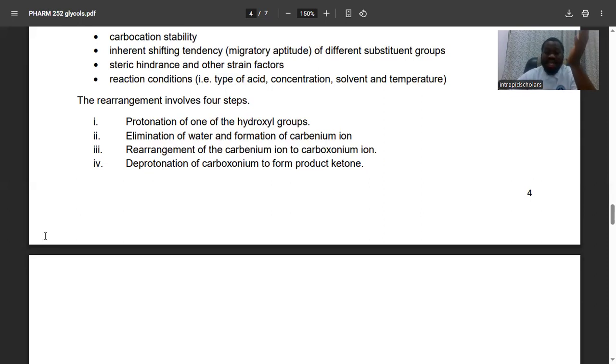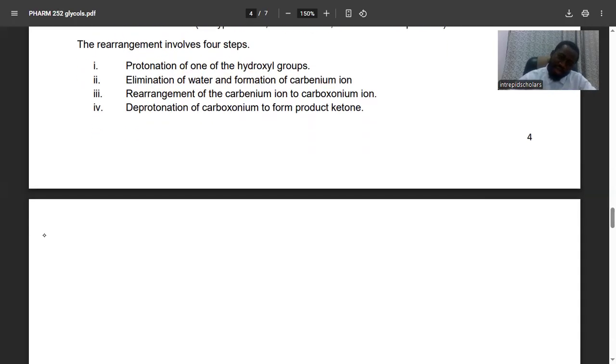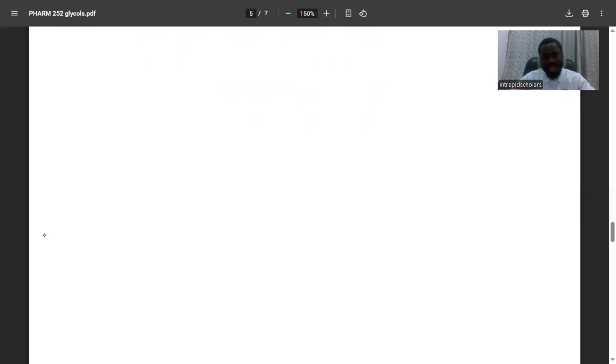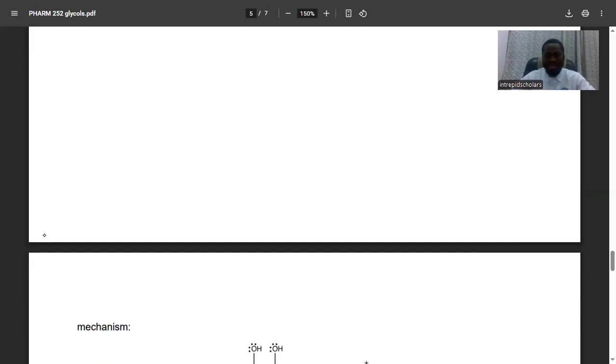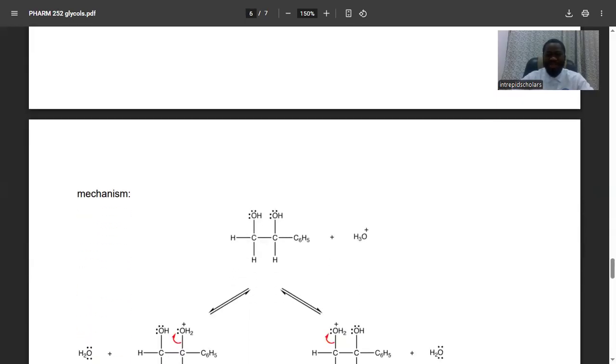The simple reason is that the carbooxonium ions are more stable than the carbonium ion. That is why that rearrangement will occur. Very simple. Then there's deprotonation of the carbooxonium ion to form the keto product. Now, this space has been left empty because that's the space to show the mechanism of the pinacol rearrangement, which we'll come and show.